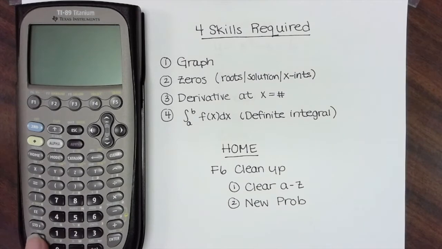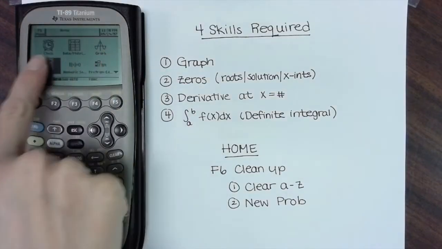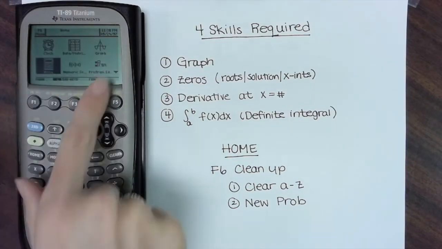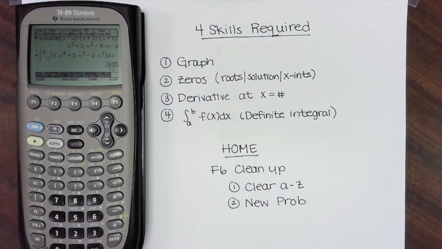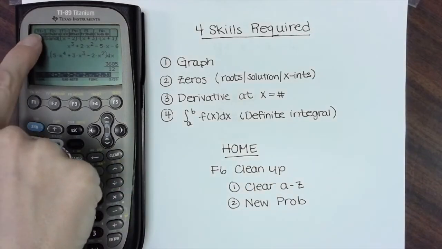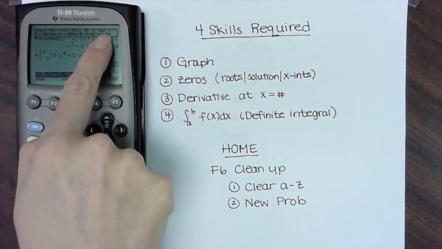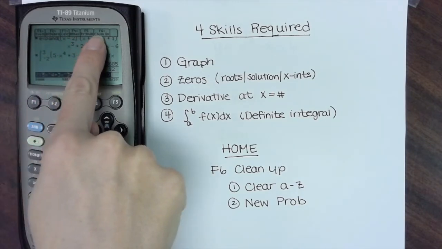So I'm going to start by turning on my calculator, and you'll see it brings you to the apps screen. You don't really need anything on this screen right now. What I would recommend you do is hit the home button and clean your calculator up, get it ready to go. So in order to do that from the home screen, I'm going to show you the F6 menu, which is the cleanup menu. Now if you look across the top of your screen here, it'll tell you all of the menus, and over here is F6 for cleanup.